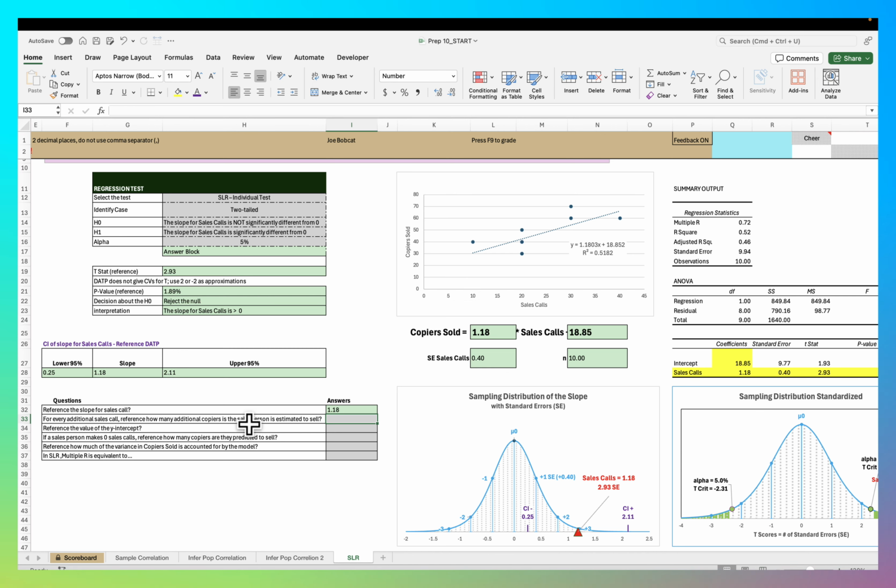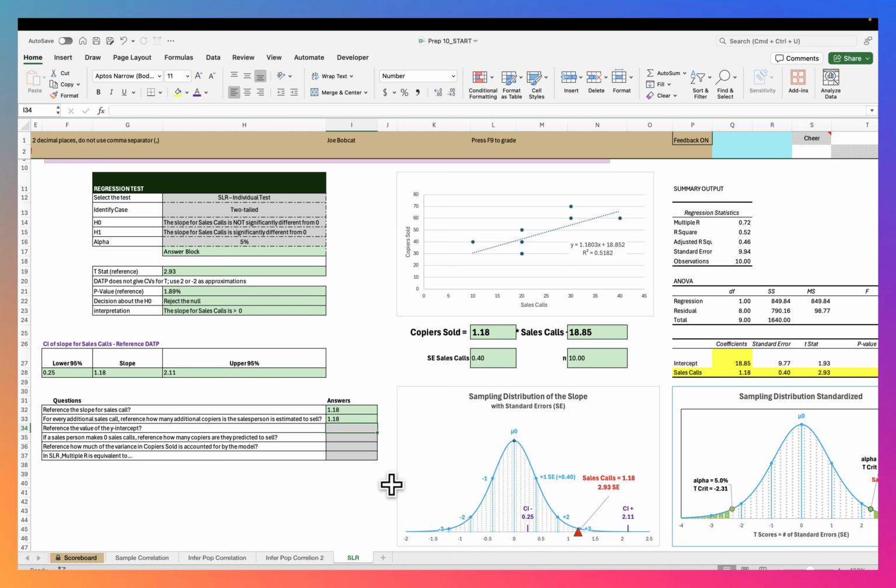All right, for every additional sales call, reference how many additional copiers a salesperson is estimated to sell. So this is a clever way of asking exactly the same question. In other words, that's what that 1.18 means, right? If you make one more sales call, you're going to sell 1.18 more copiers. So that means each sales call actually results in slightly more than one sale, on average. So that's pretty cool. It's a way of understanding what these numbers mean.